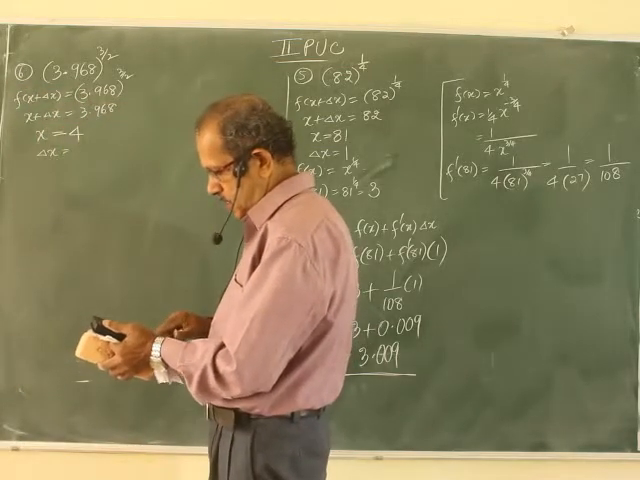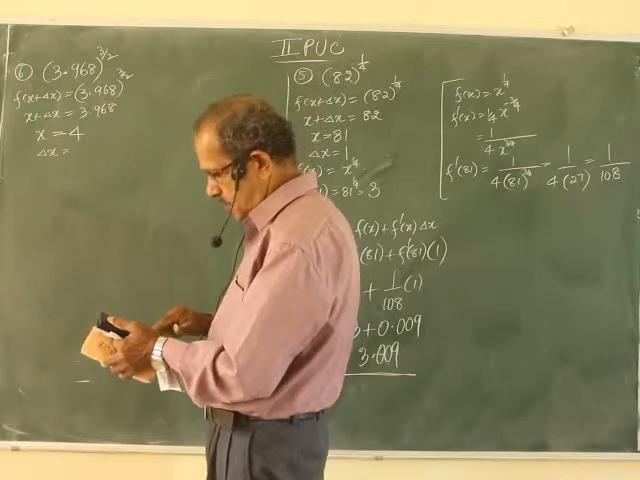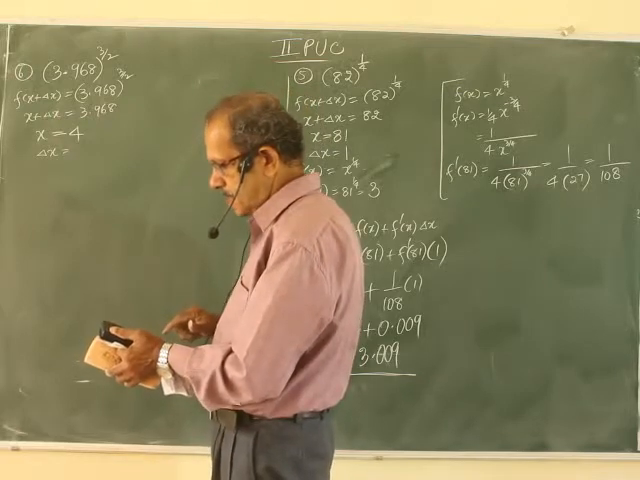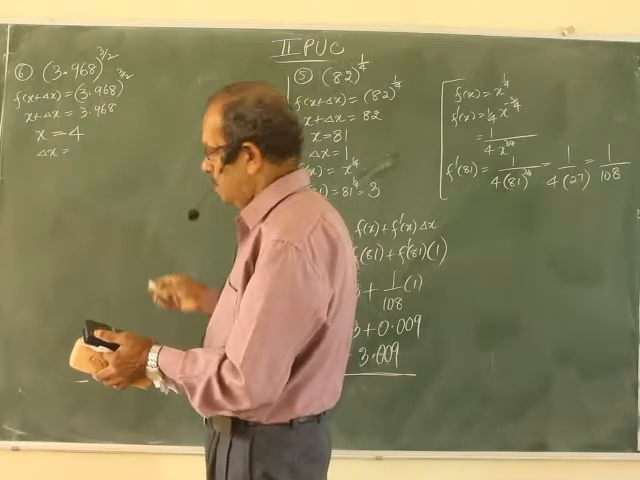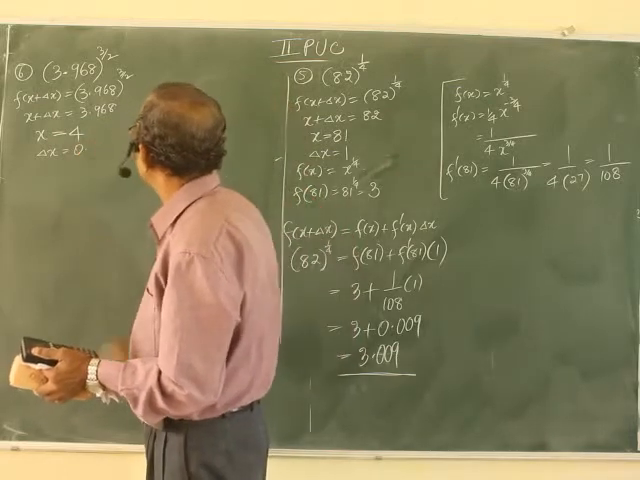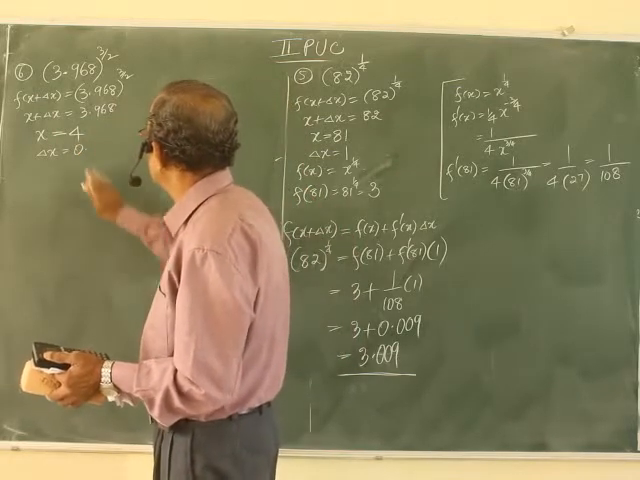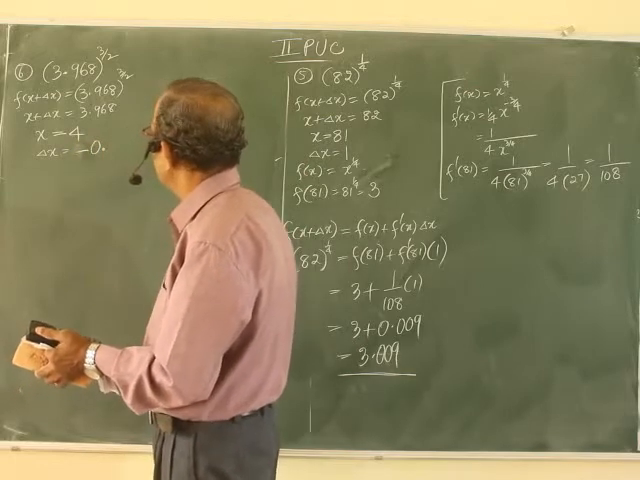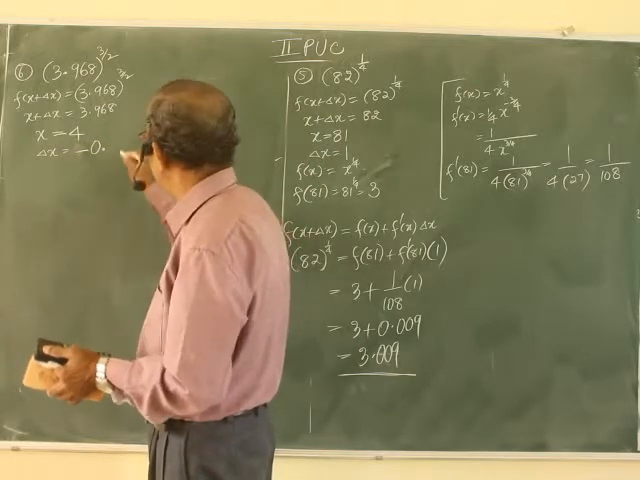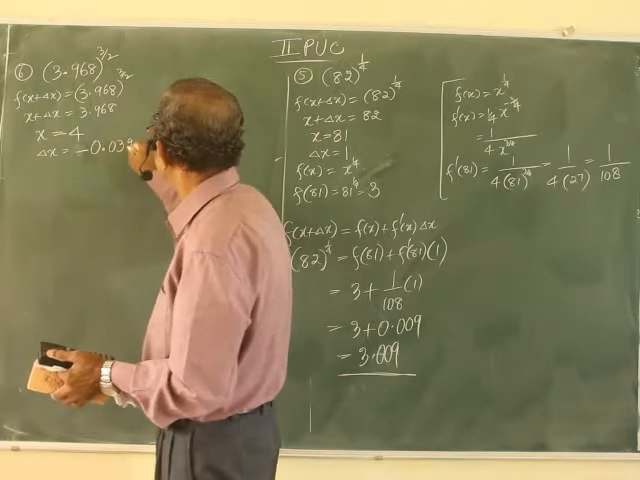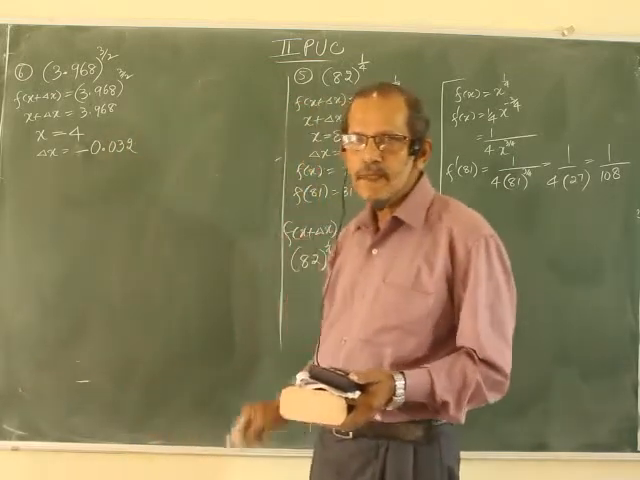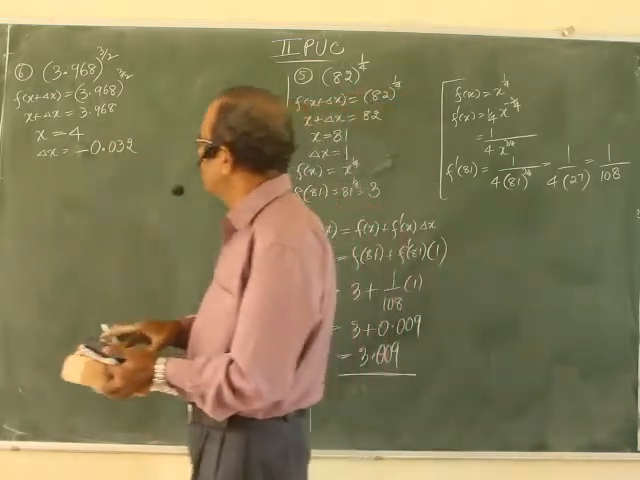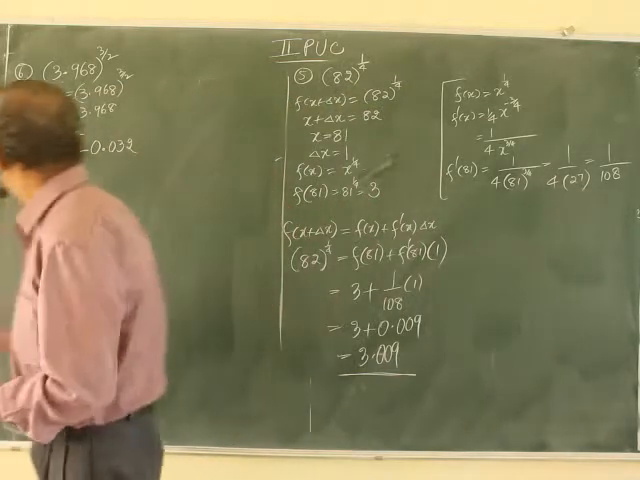4 minus 3.968. Mostly it is minus because we have taken it so. 0.032. Okay. Delta x is this. Next, after that what have you tried?